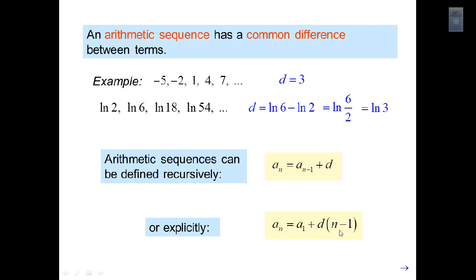Now, the reason this is n minus 1 is because when you plug in, let's say we're finding a sub 1, it's just a sub 1 plus d times 1 minus 1, which is 0. You don't want to add that d for that first term. And then it's going to pick up adding the common difference with the second term and every term after that. That's why it's n minus 1. Don't forget the n minus 1. The only way you can get around not using an n minus 1 is if you actually start off with a sub 0, and there are situations where that does happen. So you have to know what the thing is starting off with.